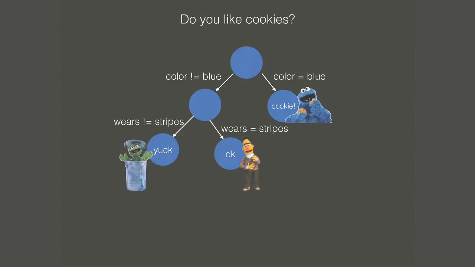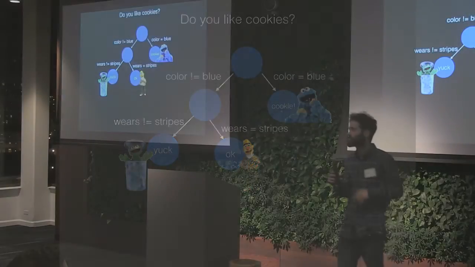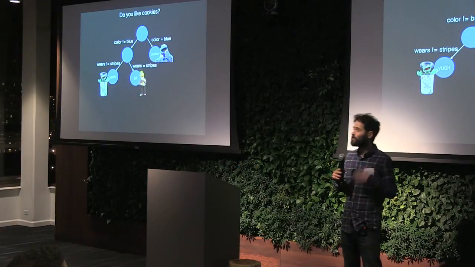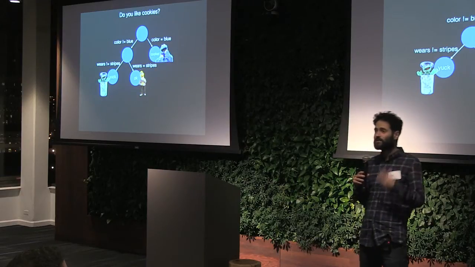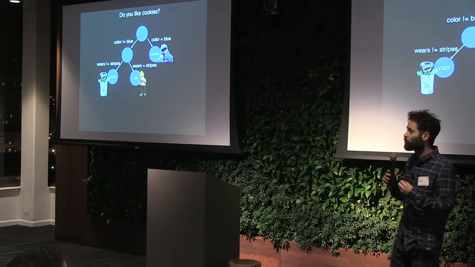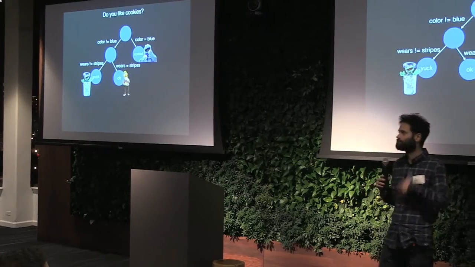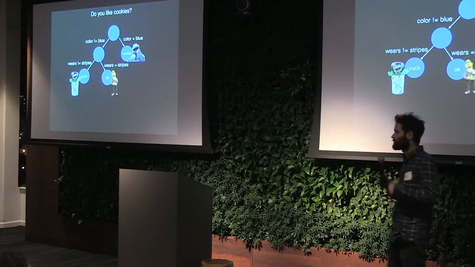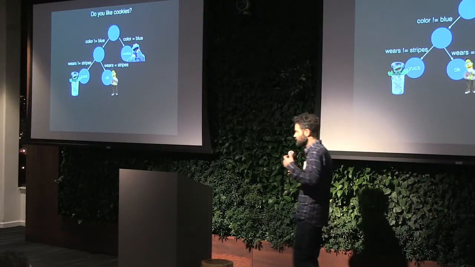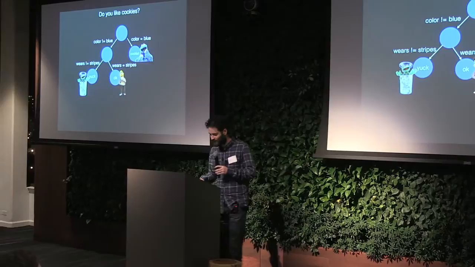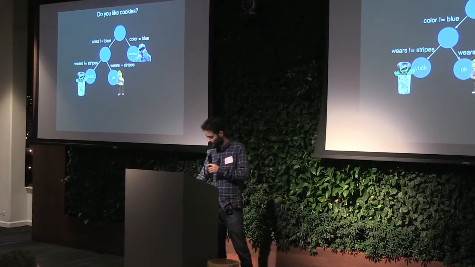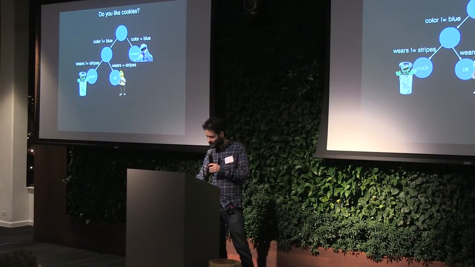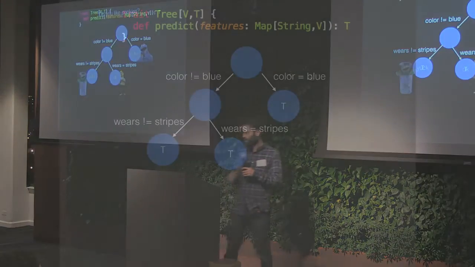But you might have a prediction at a leaf node, or you might keep going. These are trees, they're recursive structures, and so you might go down the other path, color's not blue, and then you would get to another interior node where you would have another predicate. So, does it wear stripes? And so we're going to say here that Bert does like cookies and that Oscar doesn't. No relation to the Oscar who spoke earlier, I guess. And so that's what the tree looks like.